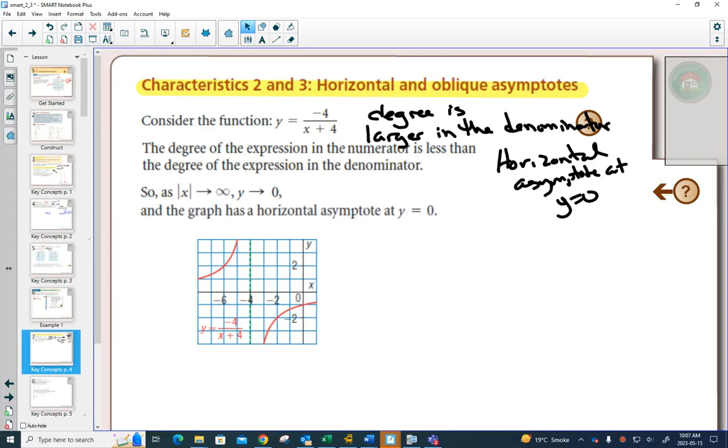So on this graph, we can add in that there would be a horizontal asymptote at y equals 0. Notice in this equation that from our first characteristic, we have a non-permissible value at -4, and it doesn't cancel out, so that would become your vertical asymptote.